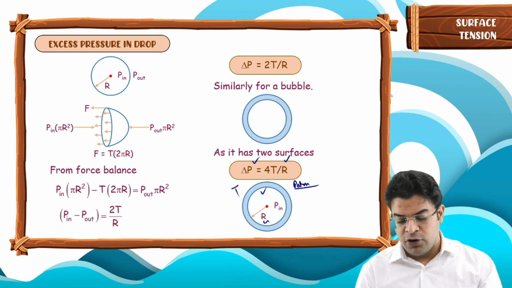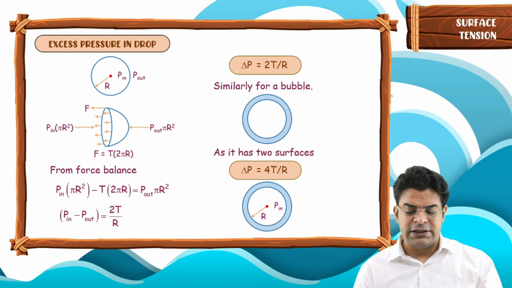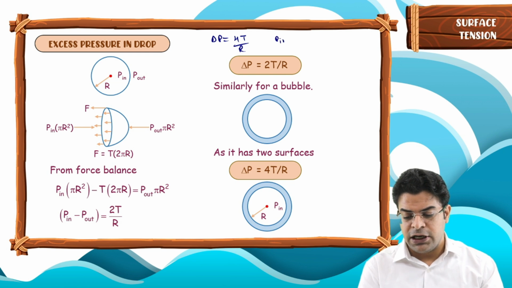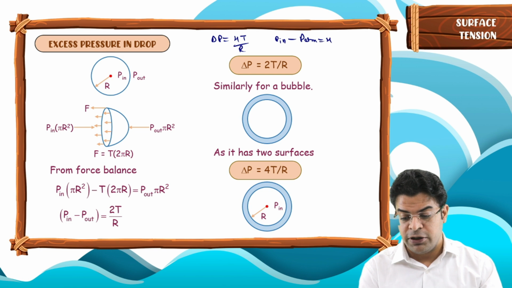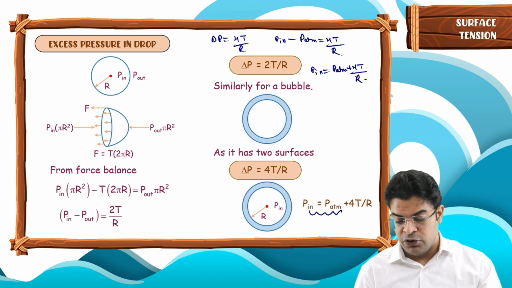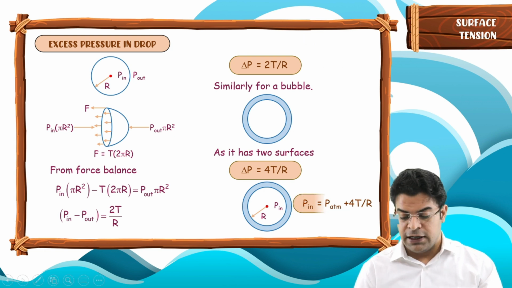Can you tell me what will be the pressure inside? You will say, sir, delta P for a bubble is 4T by r. Yes. This means that the pressure inside minus pressure outside, which is PATM in this case, equals 4T by r. Hence the pressure inside equals PATM plus 4T by r. That's how we can write the inside pressure.